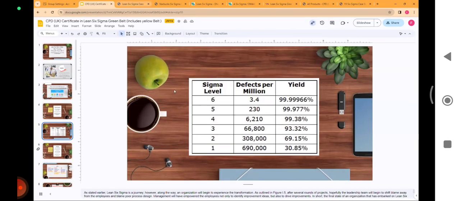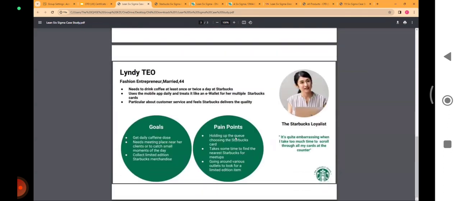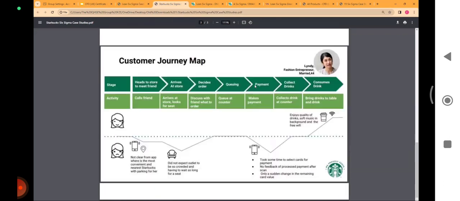First of all, we are going to have the customer input, the voice of the customer. Here, it starts off as a Google review. The customer said, it's quite embarrassing when I take too much time to scroll through my cards at the counter. This is what you call the voice of the customer. From this voice of the customer, we are going to define the problem. At the end of the define phase, we are going to have goals and pain points. From these pain points, we are going to link them to the process like this.